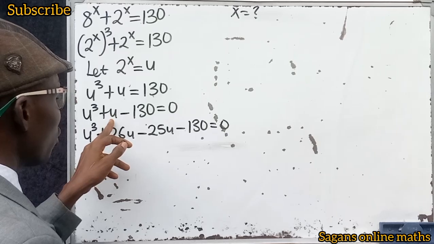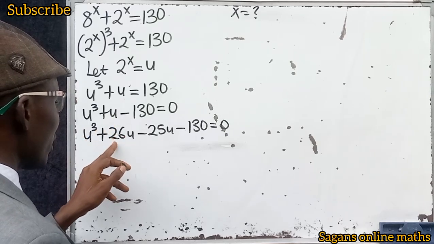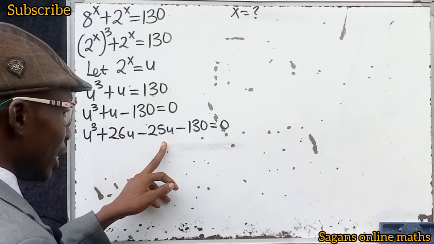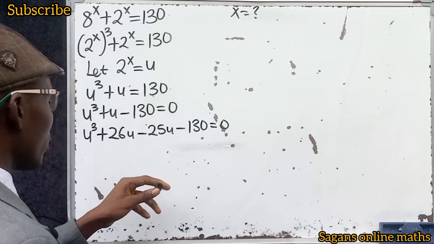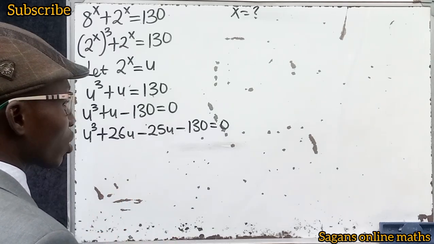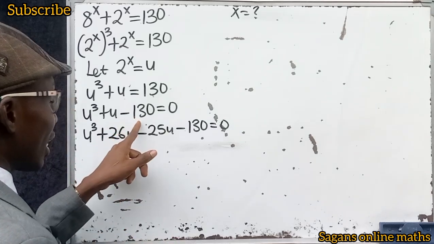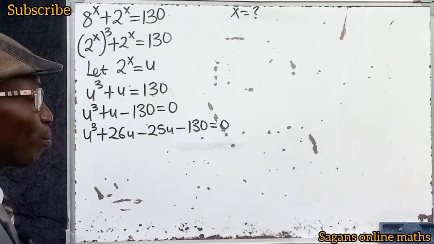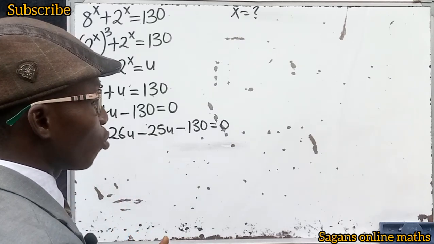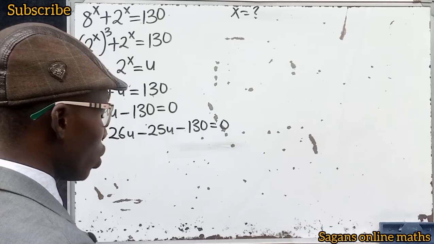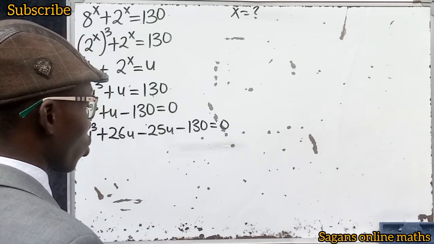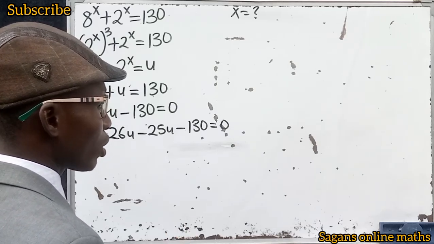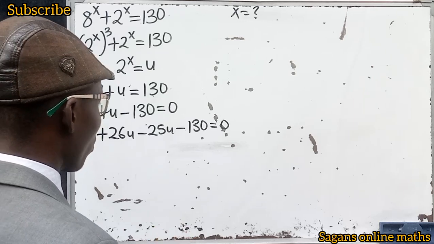I know some people watching this video will say, sir, is it compulsory that we should use 26u minus 25u? Yes, it's compulsory. Why? Because we know that 26 is a factor of 130, and 25 is a perfect square. Remember that perfect squares are those numbers whose square root gives a real value, because the square root of 4 is 2, and 2 is a positive whole number.